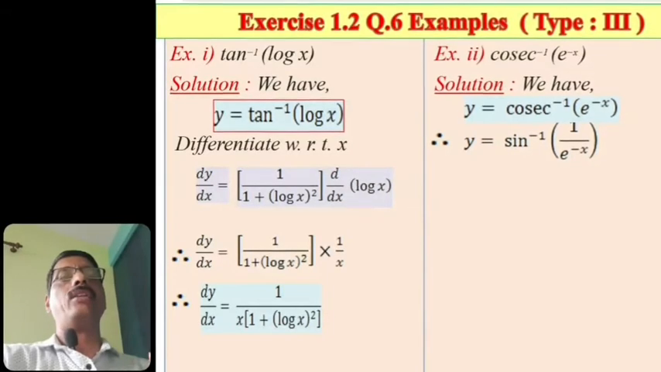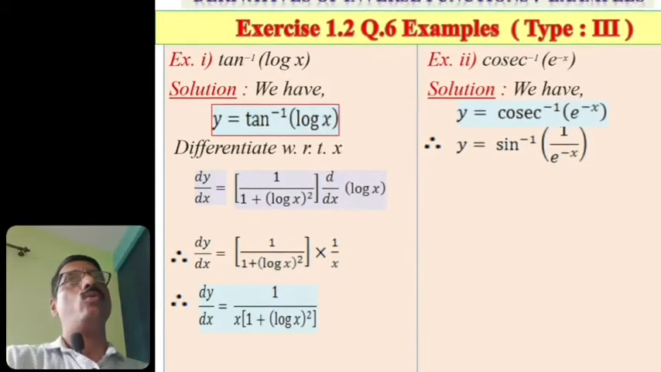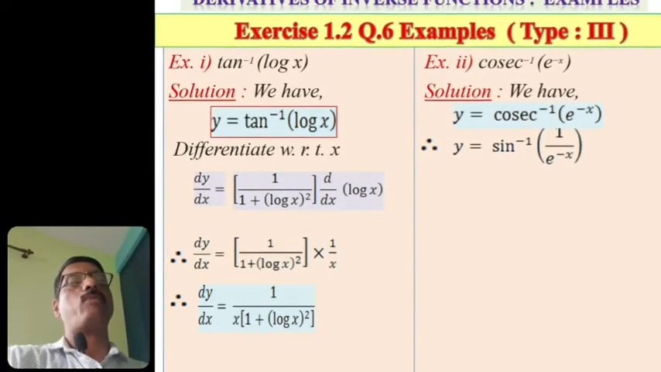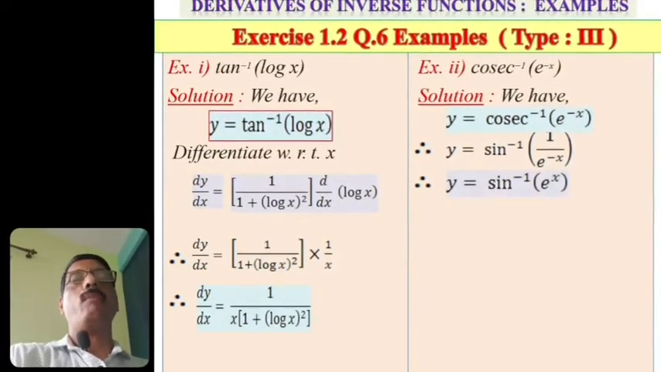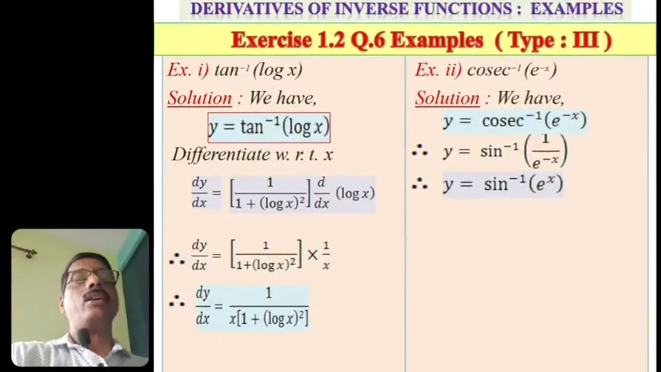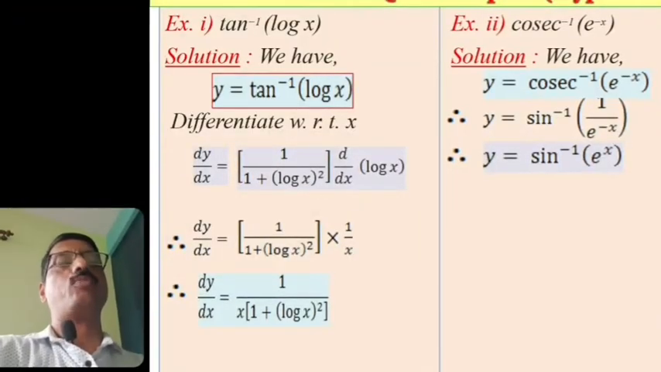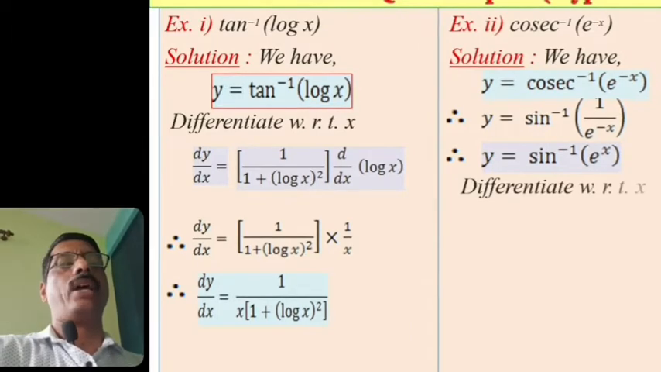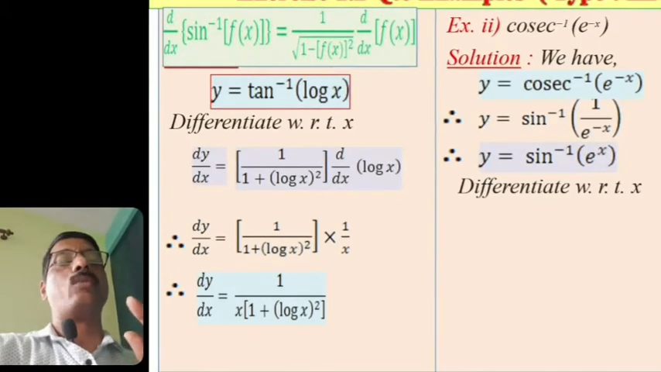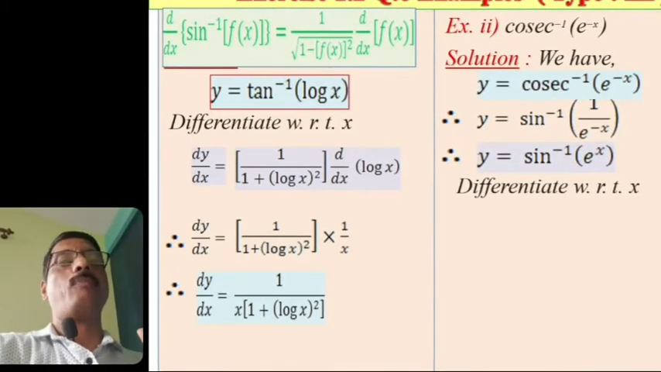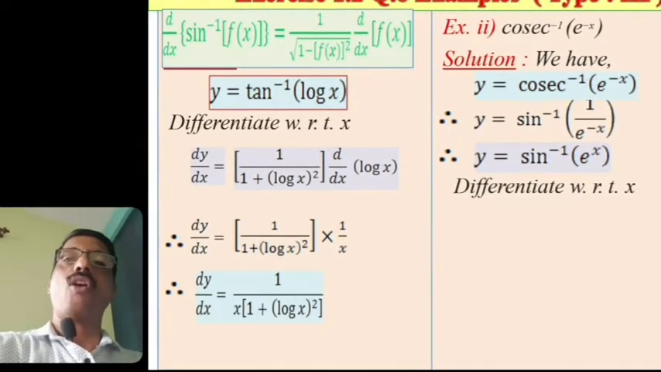Okay, now again applying the exponential formula, that is 1 upon m raised to minus n equal to m raised to plus n. By that formula we can get y equal to sin inverse of e raised to plus x. Now taking the derivative of the given function with respect to x, we can get the derivative of y with respect to x. Therefore, again we have to remember the formula of derivative of sin inverse of f of x equal to 1 upon root of 1 minus f of x bracket square into d by dx of f of x.